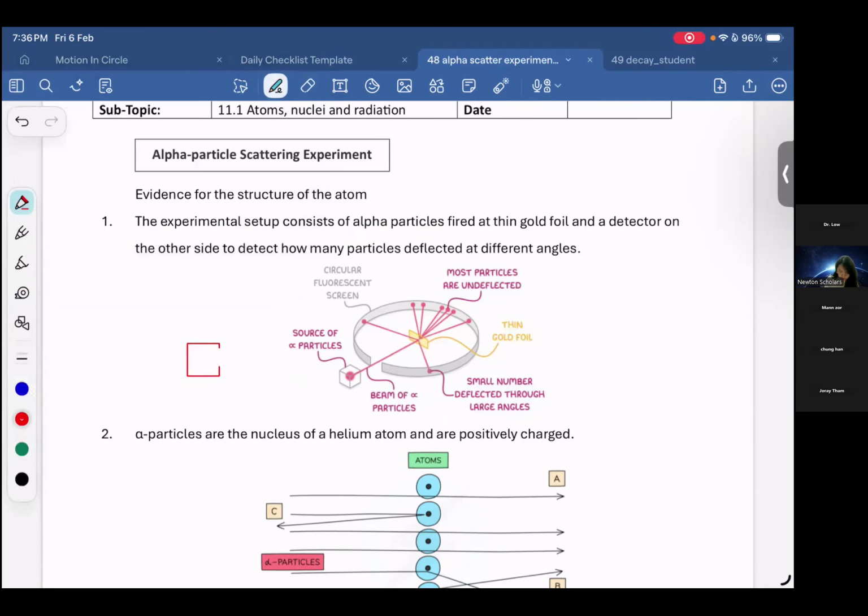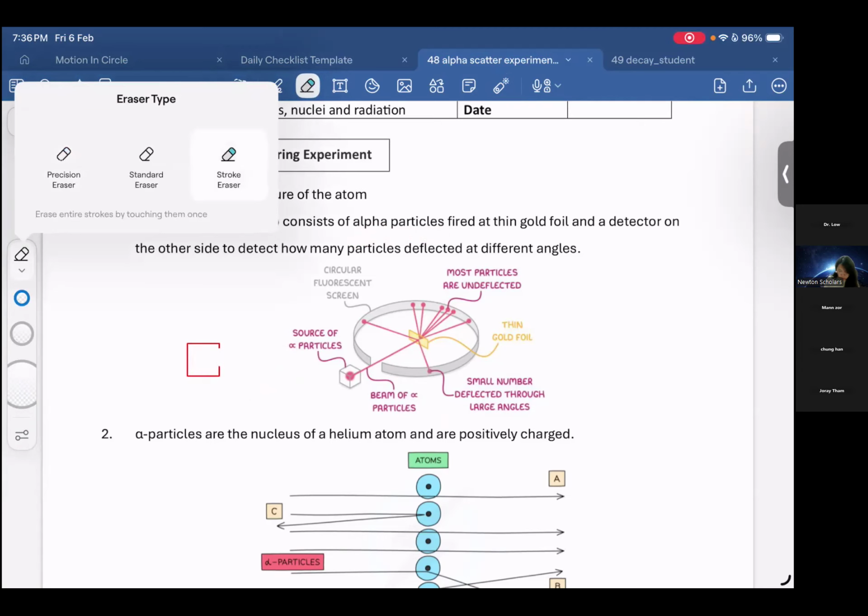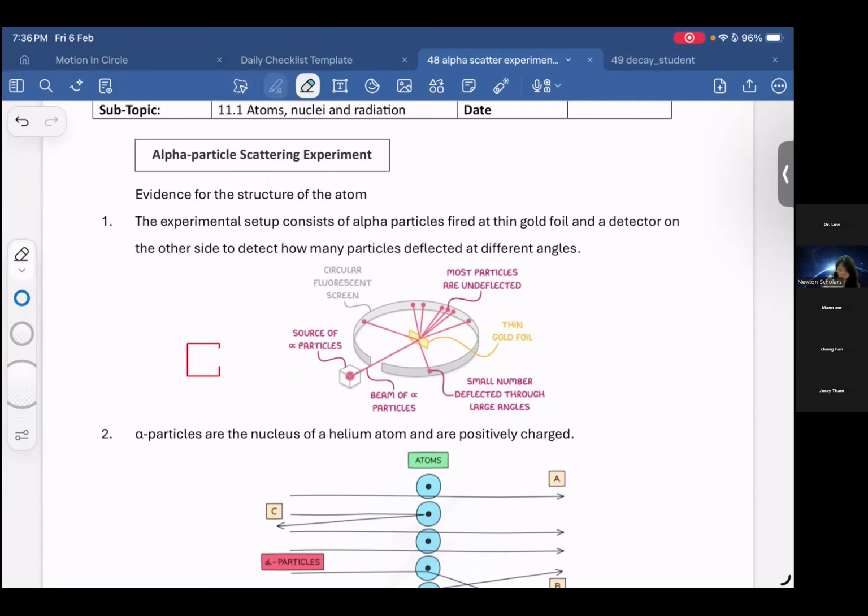There is a hole here. Inside we have alpha particles. This box is made of lead. Why lead? Because lead can block the radiation. For alpha, beta, and gamma, lead can block all the radiation. So we only need the radiation to come out from this small hole.